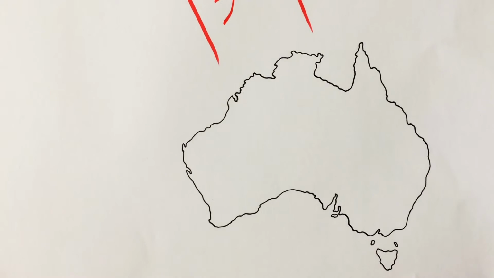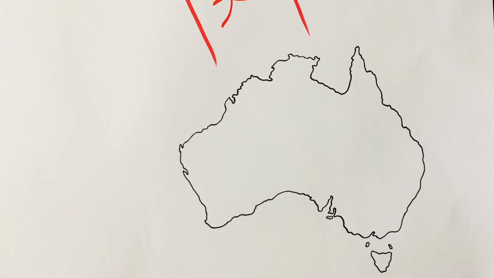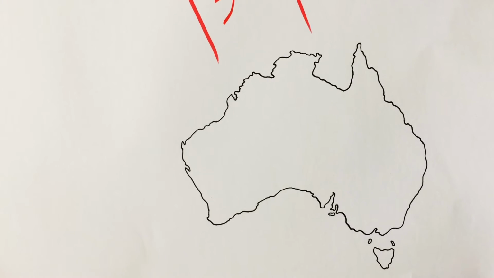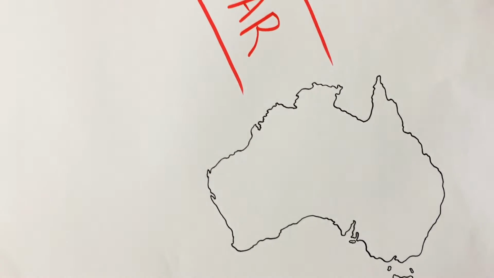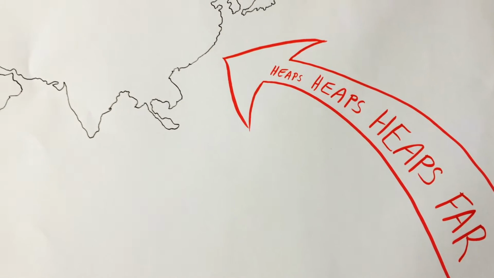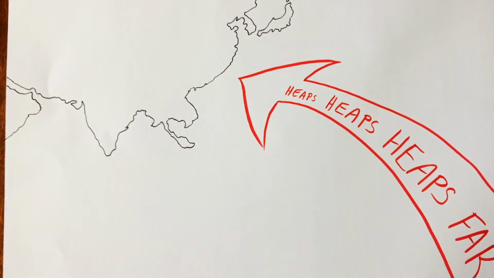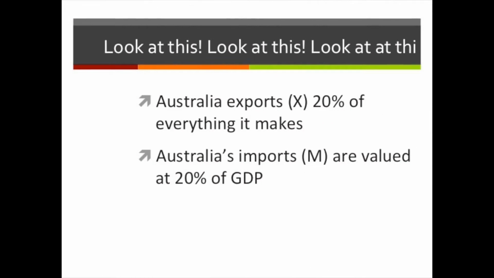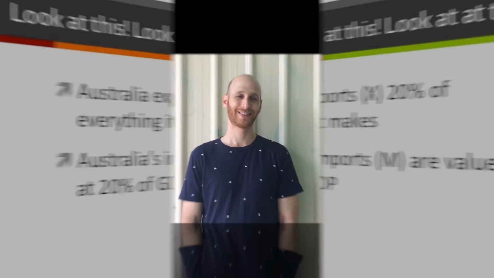But do you know what is an island? Australia. Australia is a geographically isolated country. We are very far away from stuff. Despite this, Australia relies on trade. Consider this. Australia exports 20% of everything it makes, and our imports are valued at 20% of Australia's GDP.